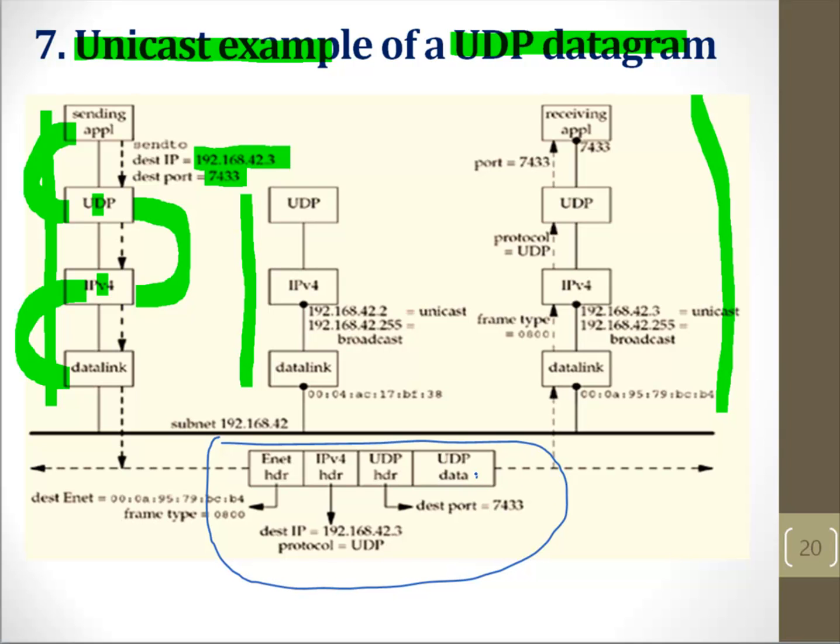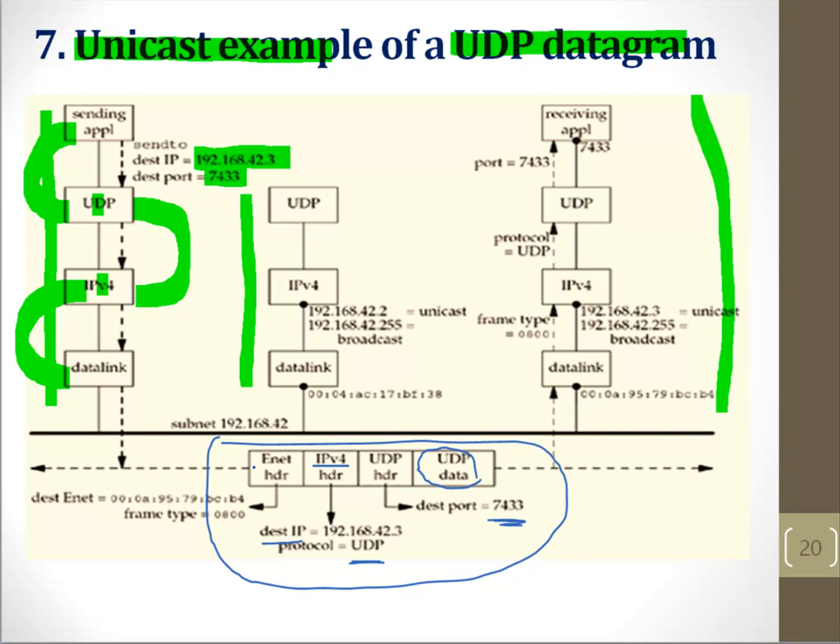So this is your data, that means whatever message or data that you want to send. Then in the UDP layer, that means in the transport layer, layer number 4, port numbers are added. The destination port number is added, and the source port number will also be available, but we are just focusing only on the destination, not on the source. Now the next layer is the IP layer. So here we have the destination IP address 192.168.42.3, and I am using the UDP protocol.